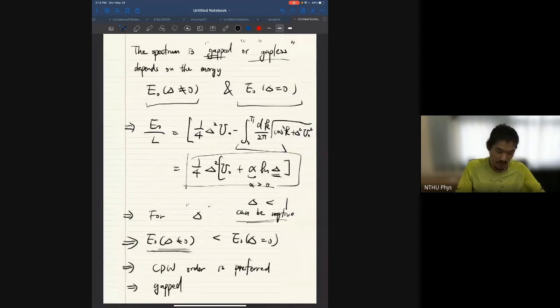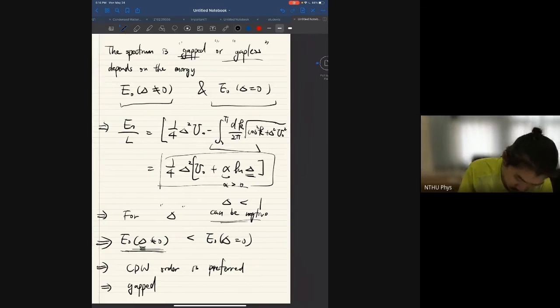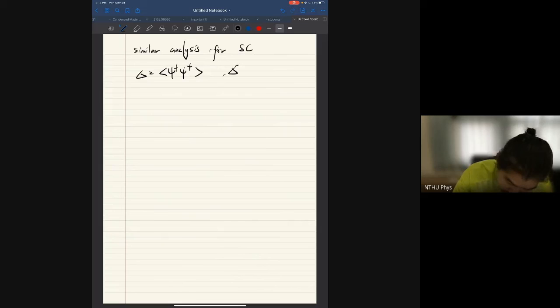Anyway, we basically conclude that we can find some finite order parameter such that the ground state is gapped because the CDW order has a lower energy, which is preferred. Okay, we can get a similar result, similar analysis for superconducting order parameter, which basically you can replace this by this.